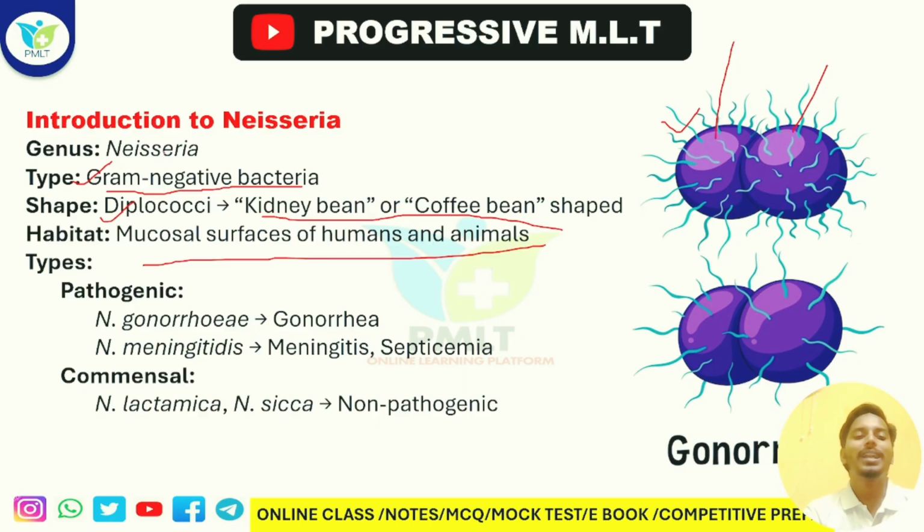See, first one is Neisseria gonorrhoeae. It causes gonorrhea. Second one is Neisseria meningitidis. It causes meningitis and septicemia. Understood? After that, now we are coming to the commensal organisms. They are not causing any kind of disease, like Neisseria lactamica, Neisseria sicca. That's all.